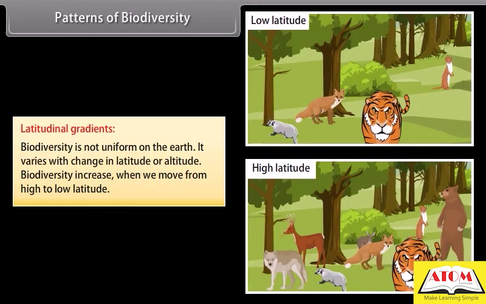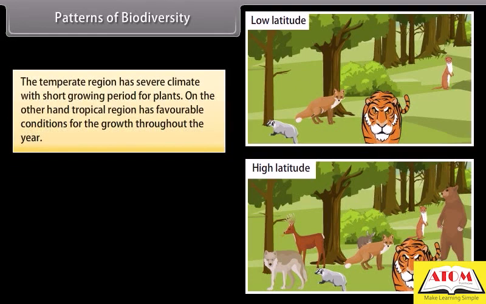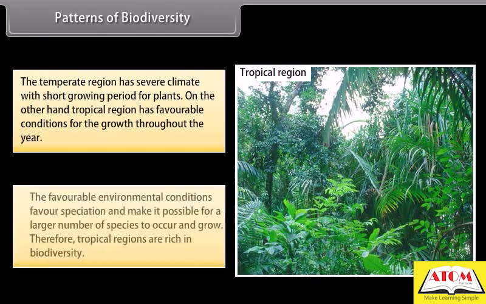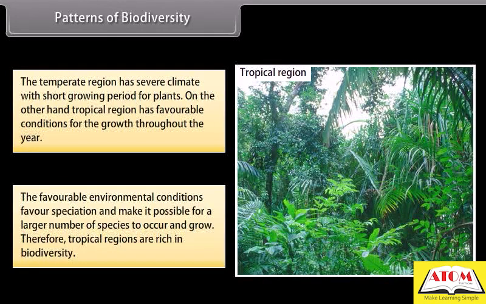Patterns of biodiversity. Latitudinal gradients. Biodiversity is not uniform on the earth. It varies with change in latitude or altitude. Biodiversity increases when we move from high to low latitude. The temperate region has severe climate with short growing period for plants. On the other hand, tropical region has favorable conditions for growth throughout the year. The favorable environmental conditions favor speciation and make it possible for a larger number of species to occur and grow.